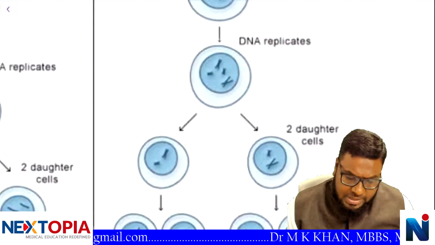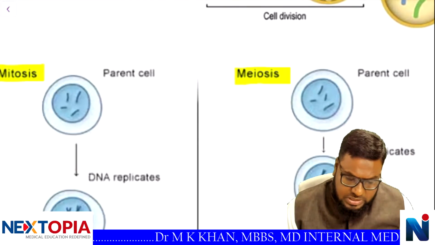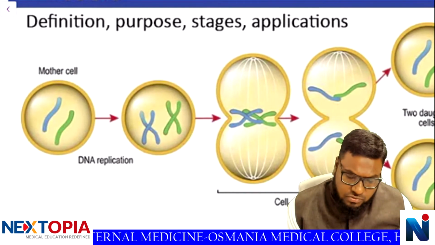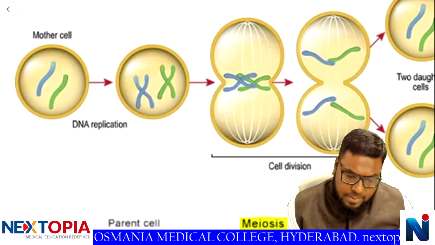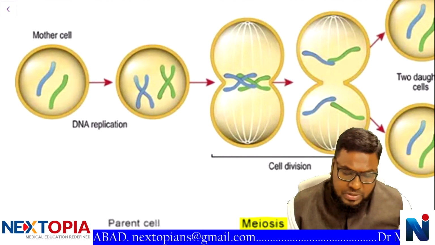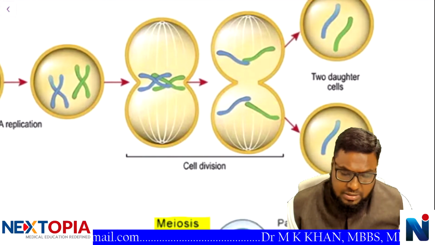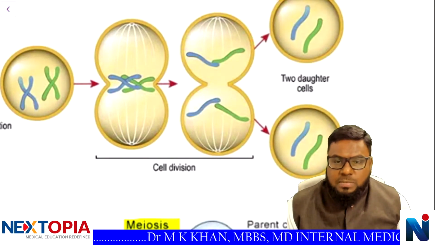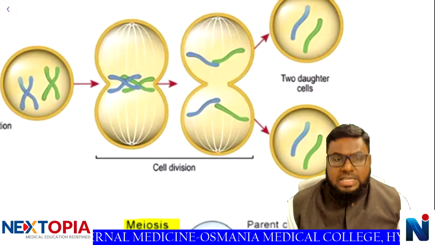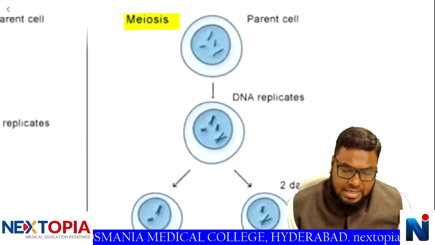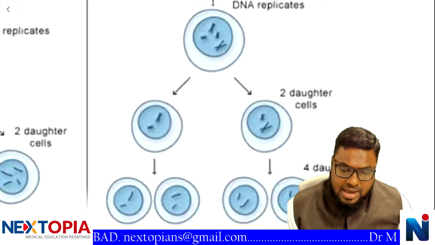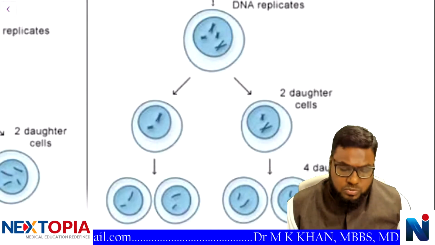What are the different phases of mitosis and what are the different phases of meiosis? Let us try to understand. In case of mitosis, the mother cell undergoes DNA replication first. So initially the DNA divides, then the cell division occurs and 2 daughter cells are formed. Both daughter cells, same as the mother cell, have 2 chromosomes each. This is mitosis. But in case of meiosis, each daughter cell will have half the number of chromosomes of the mother.